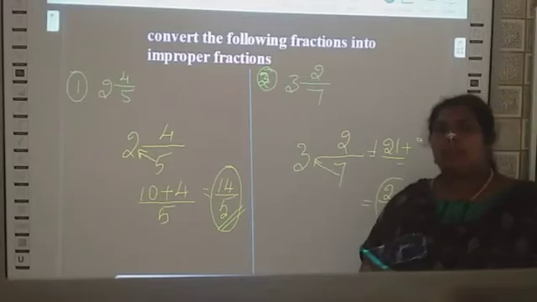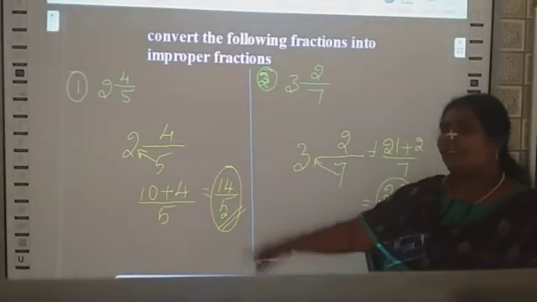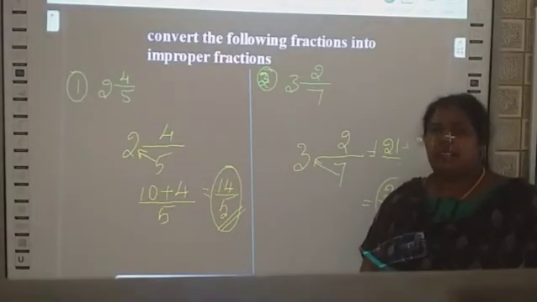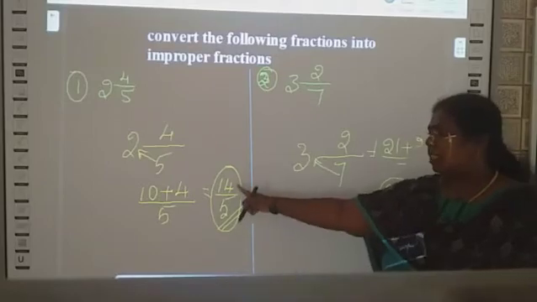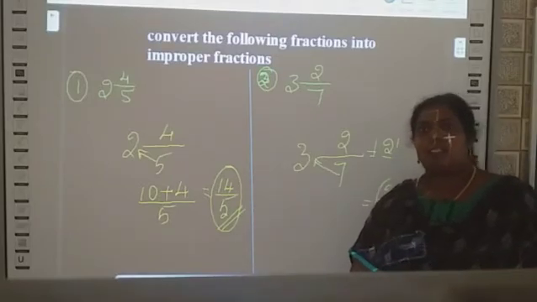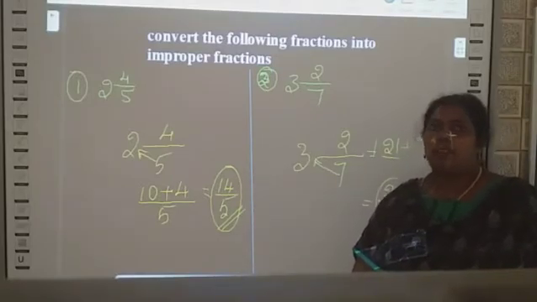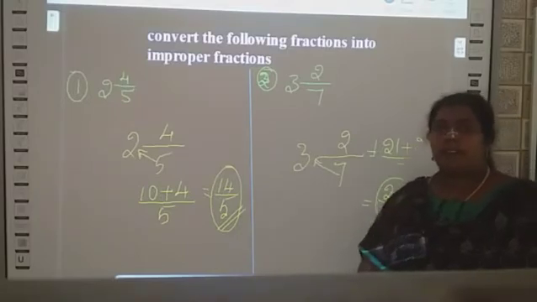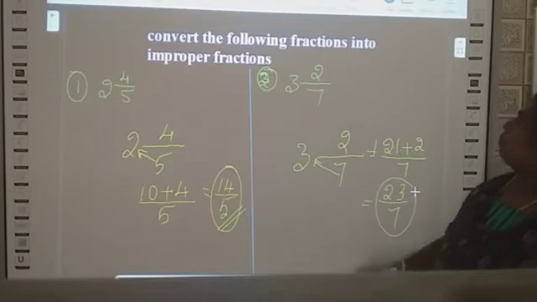Proper fraction means what? Proper fraction means the numerator is less than the denominator. The smaller value will come in the numerator. That is the proper fraction. This is an improper fraction. Do you understand? Yes.